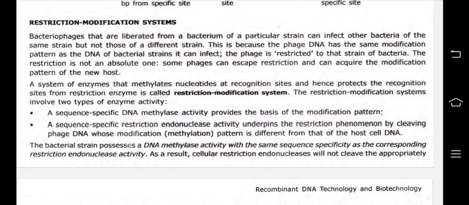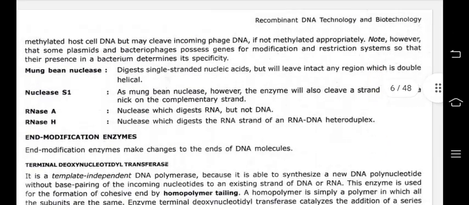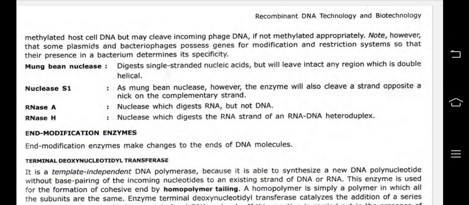And the bacterial strain possesses a DNA methylase activity with the same sequence specificity as the corresponding restriction endonuclease activity. As a result, cellular restriction endonucleases will not cleave the appropriately methylated host cell DNA but may cleave incoming phage DNA if not methylated appropriately. Note, however, that some plasmids and bacteriophages possess genes for modification and restriction systems so that their presence in a bacterium determines its specificity.